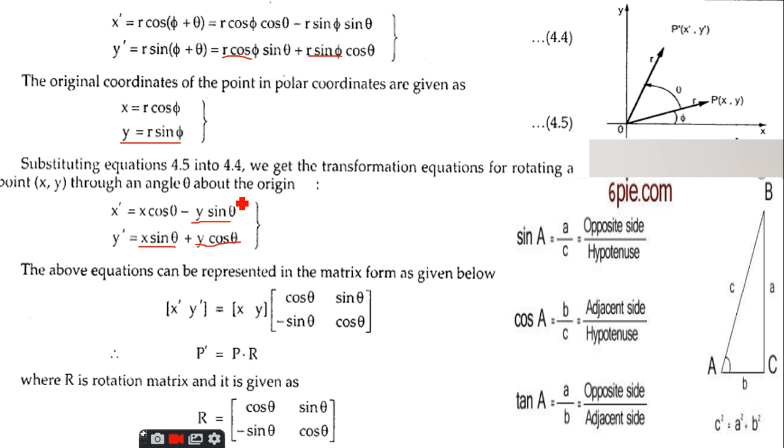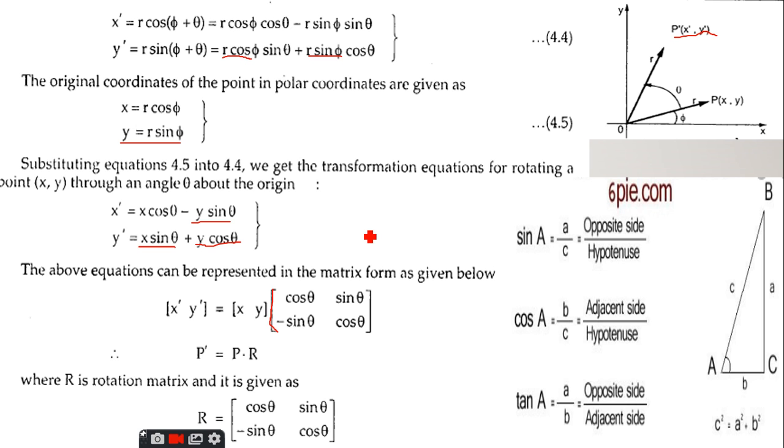Now the next position is the x dash and y dash position. They are given as x cos theta minus y sin theta, and the y position is x sin theta plus y cos theta. Now the above equation can be represented in matrix format. Then x dash, y dash is equal to x and y, take it as common, and the matrix we have to put is cos theta, sin theta, and minus sin theta, cos theta.